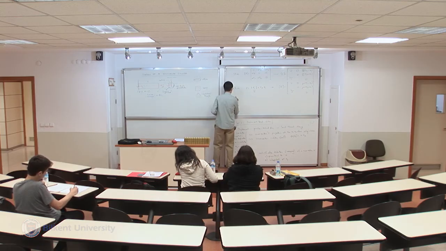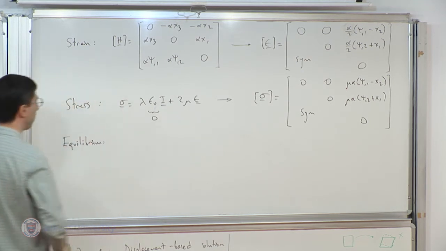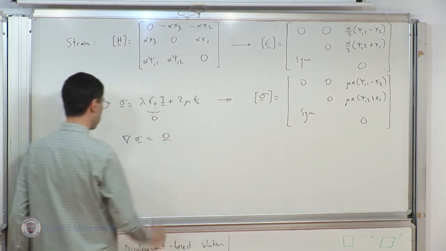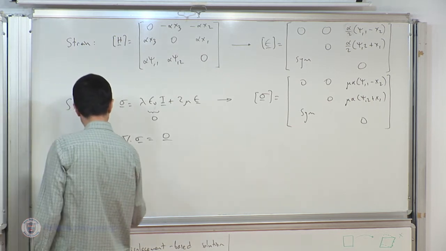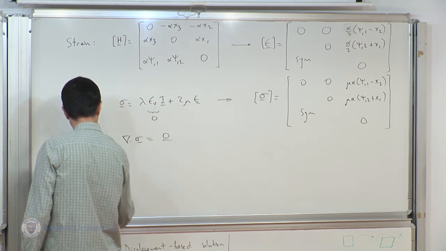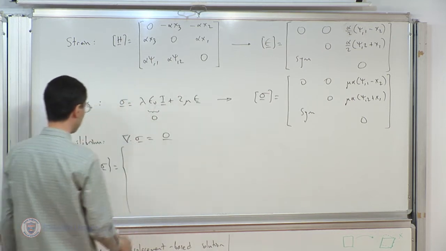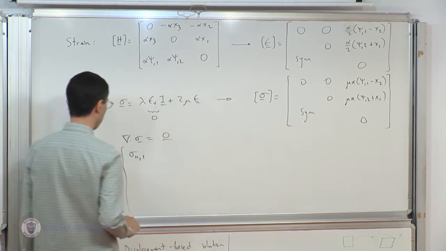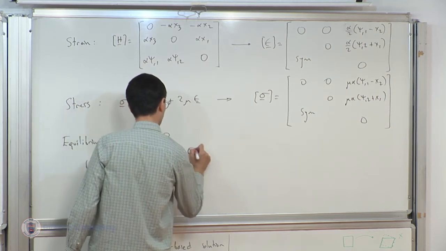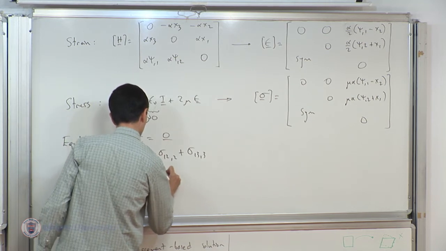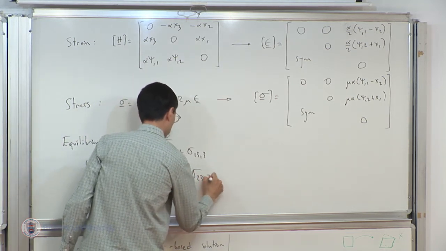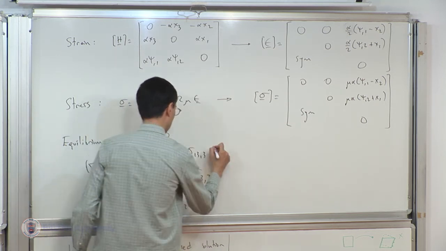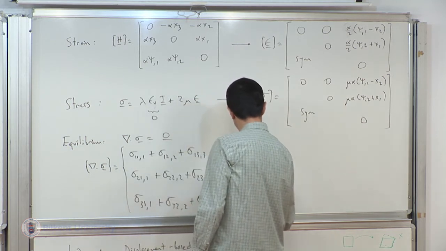Okay, so equilibrium comes next. So the divergence, the stress field has to satisfy, in this case, divergence of stress equals 0, no body force, no acceleration. So the divergence of stress is going to be equal to sigma 11, 12, 13, 21, 22, 23, 31, 32, 33. In Cartesian coordinates, it's easy to write the whole thing, so I'll go ahead and write the whole thing and then simplify. This has to be equal to 0.